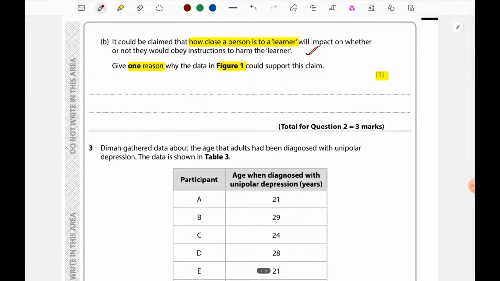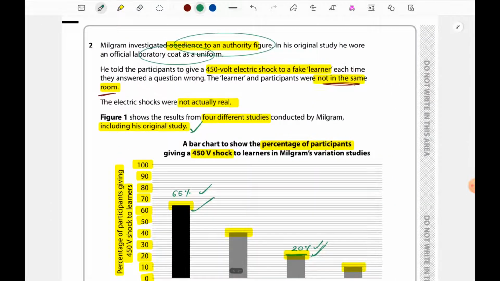Okay, now what they want us to do is give only one reason why the data could support this claim. Again, when they talk about data, like I said, there are certain keywords. Data, result means we have to give numbers. If you give without numbers, you're very unlikely to score in this answer. It's not just a conclusion. So make sure you give the numbers.